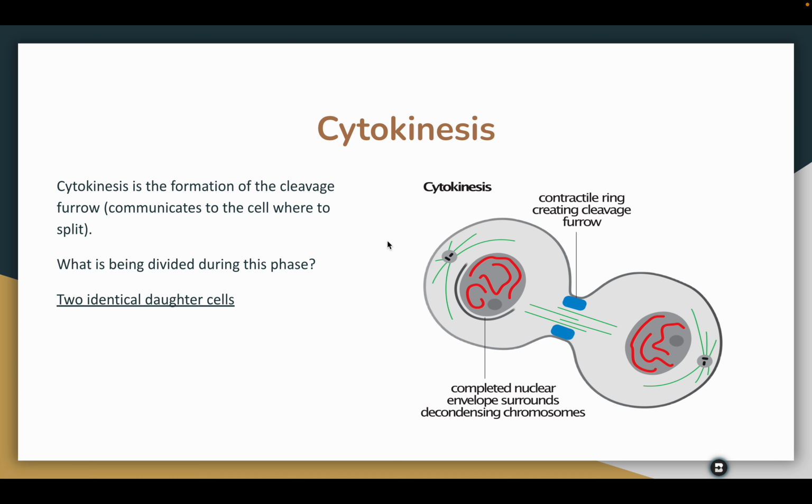Then there's cytokinesis. We said that this is the formation of the cleavage furrow, I mentioned that a little bit earlier, but it's that pinching. It's like if I were to take my two fingers and pinch in the middle of those cells, you could see that that tells the cell, hey, this is where we're going to divide. And so what is being divided here? It's those two identical daughter cells. So in this picture, you can see there's 3 red chromosomes on the left, there's 3 red chromosomes on the right. So we're cutting those two cells apart right down that middle.